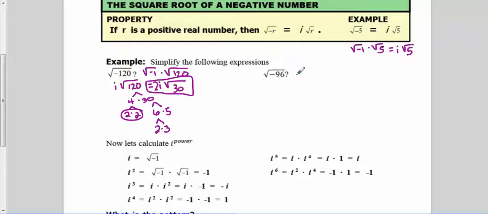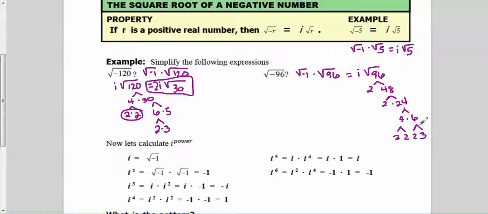Okay, square root of negative 96. First step is to write the square root of negative 1 times the square root of 96. The square root of negative 1 is i, so I have i root 96, and now I want to break 96 into its prime factors. I could do 2 times 48, and 48 is 2 times 24. For 24, I'm going to do 4 times 6, and 4 is 2 times 2, and 6 is 2 times 3. Anything that shows up twice can come out.